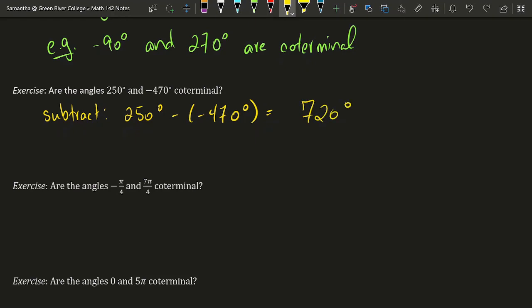Now 720 degrees is equal to 2 copies of 360, which is equal to 2 full rotations. So the two angles are separated by 2 full rotations. And therefore, yes, they would be coterminal. They would end up pointing to the same direction.